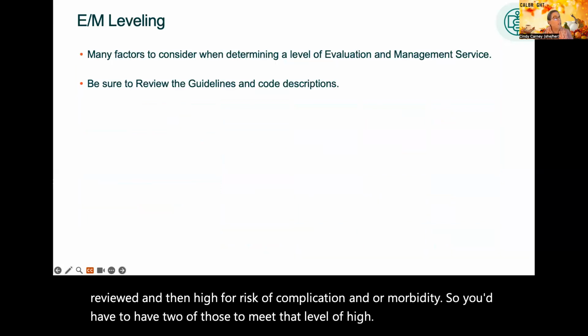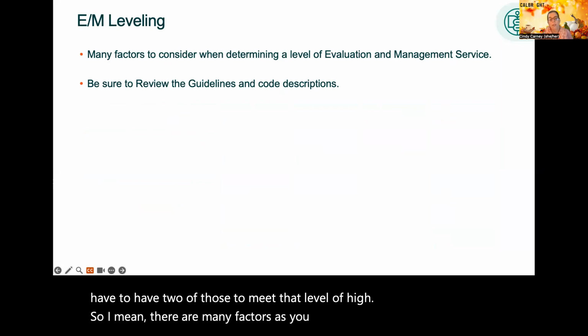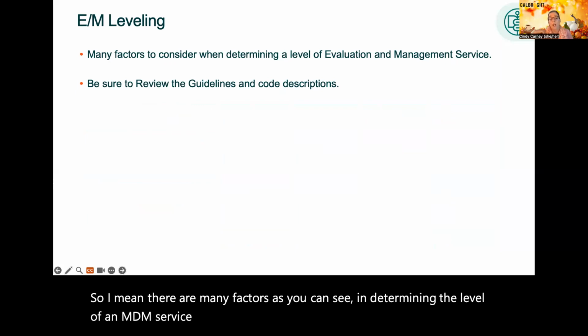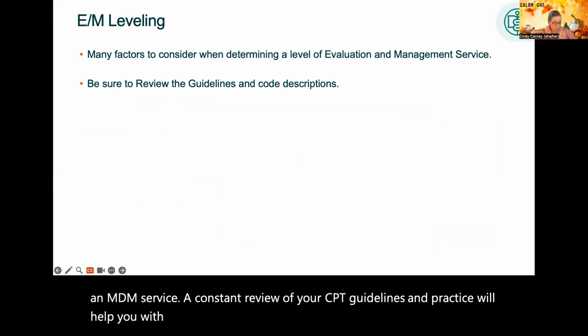So there are many factors, as you can see, in determining the level of an MDM service. Constant review of your CPT guidelines and practice will help you with selecting those appropriate codes.